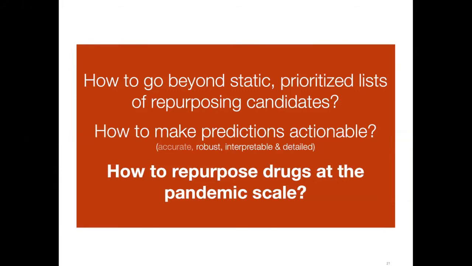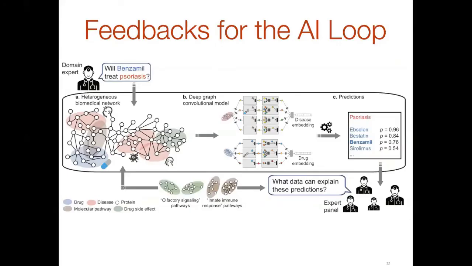So to be able to really deploy our models very, very quickly and make this progress a strategy such that it can really be used and deployed at the pandemic scale. So the way I've been thinking about that is that we started developing a methodology that can introduce feedback for the AI loop.